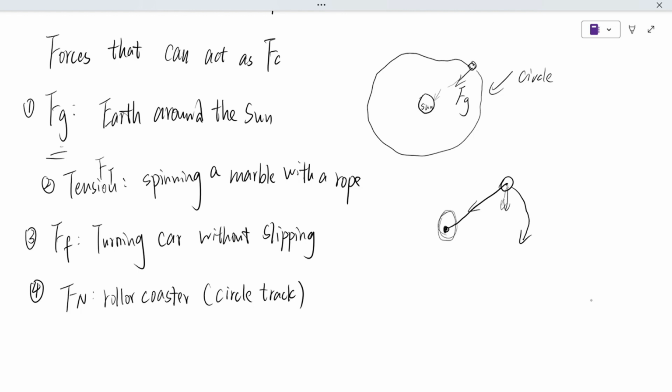The last force you will see is the normal force. The example is a roller coaster on a circular track. This is the circle track, and let's assume the roller coaster is at this position. I will not draw the wheel because my drawing is awful. The normal force is perpendicular to the surface it touches, and it is pointing towards the center of the circle, which means the normal force can also be the centripetal force.